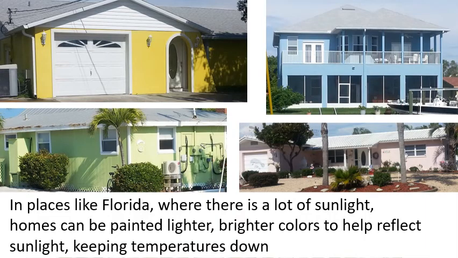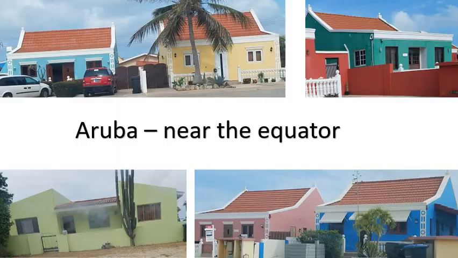In places where they get a lot of sunlight, you'll notice kind of wildly bright colored houses, like in Florida. These are all in Florida. They get a lot of sunlight. It's warm enough there, they don't want to soak up any more sunlight and make their house hotter where they have to run their air conditioner more. So they paint their houses really light pastel colors. And what happens is it reflects the sunlight and the houses stay cooler.